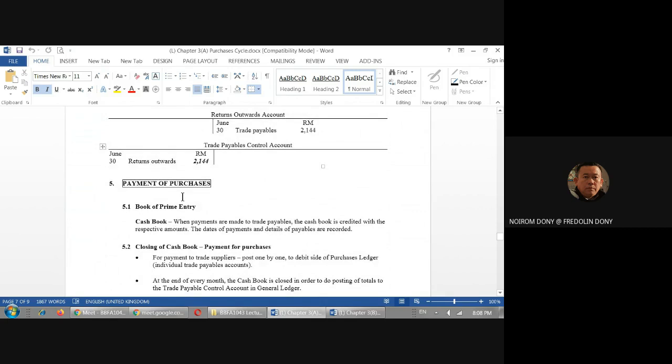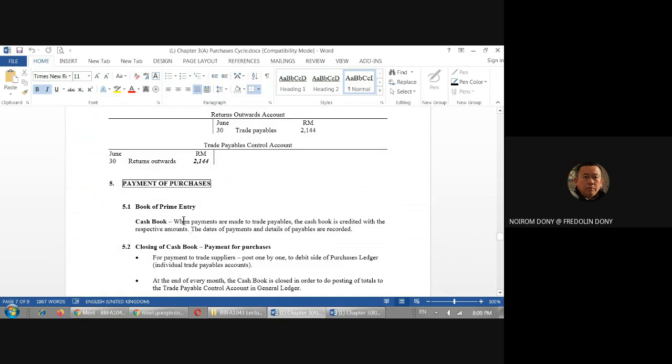Okay, so that's all. Now, next one is payment of purchases. Payment of purchases meaning the business is paying the trade payable. It's already due, so now the business is paying the trade payable. So what is the effect towards the trade payable? Remember that once the business makes payment, the amount the business owes to the trade payable becomes lower. So the effect is reducing.